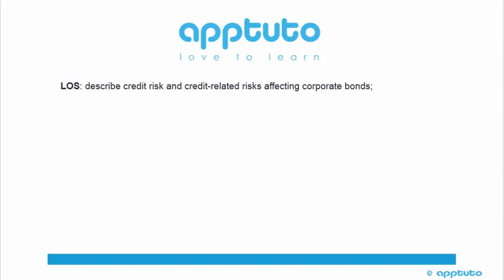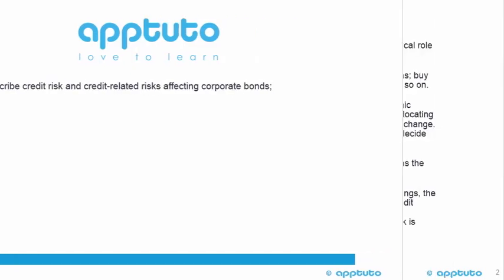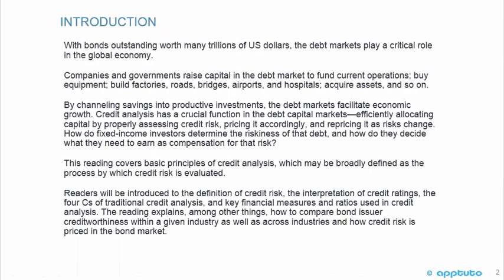This LOS describes credit risk and credit-related risks affecting corporate bonds. Okay, before we jump into this LOS, we'll do a little bit of an introduction to the reading.